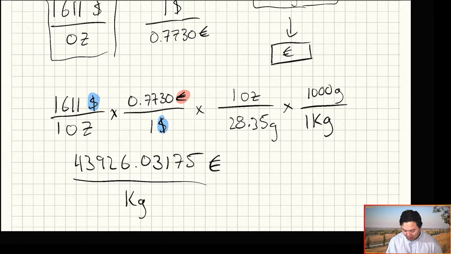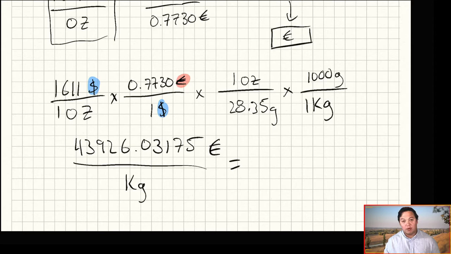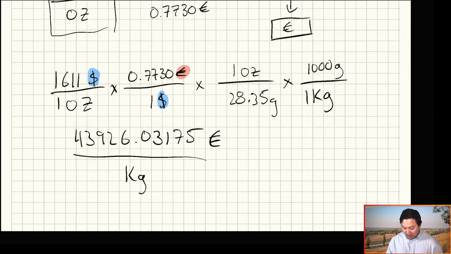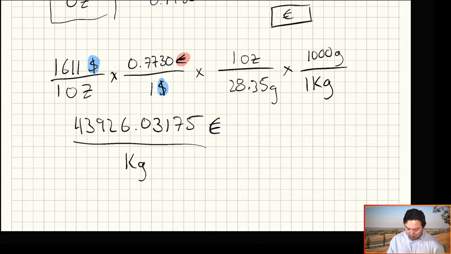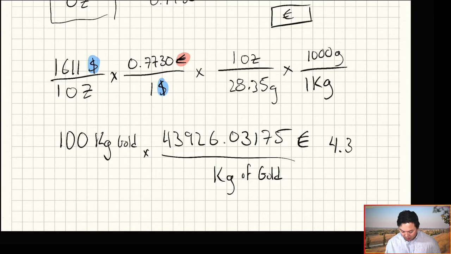And that makes sense, right? An ounce is much less than a kilogram. So if we're already at $1,600 per ounce, then when we go to kilograms, a kilogram of gold should be very expensive. And now that we have that, we can just multiply this. Actually, I'll flip these because that's the way I've been setting them up in general. Now we can just say 100 kilograms of gold. And really, this unit is kilograms of gold. And we just multiply. So you end up getting 100 times that. And then the answer should be in scientific notation: 4.39 times 10 to the 6 euros.